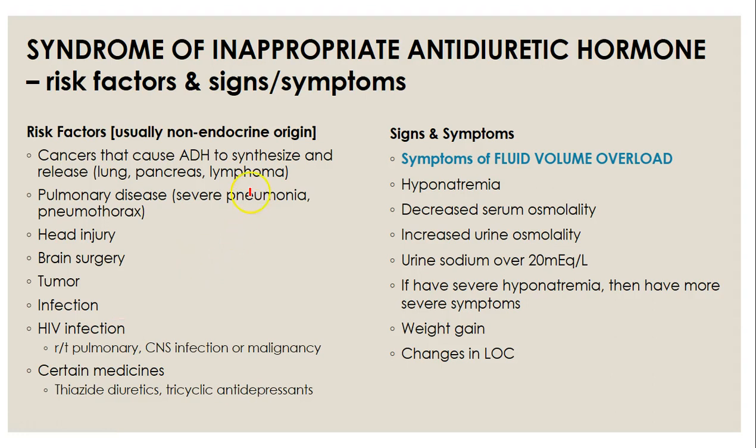Risk factors are usually non-endocrine in origin. Cancers can cause ADH to be synthesized and released. Pulmonary diseases, head injury, brain surgery, tumors, infections, HIV, and certain medications, which, ironically, you have a flip side with using thiazide diuretics. And tricyclic antidepressants also have an anticholinergic effect a lot of times.